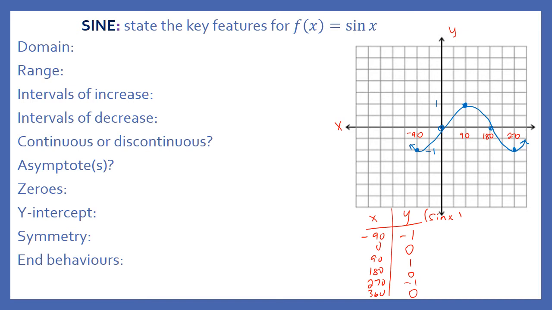Domain. X can be anything. Range, this only exists between two values. I only get as high as 1 and as low as negative 1. So y can be anything such that, start with the lowest number, negative 1 is less than or equal to y, less than or equal to the highest number, 1.